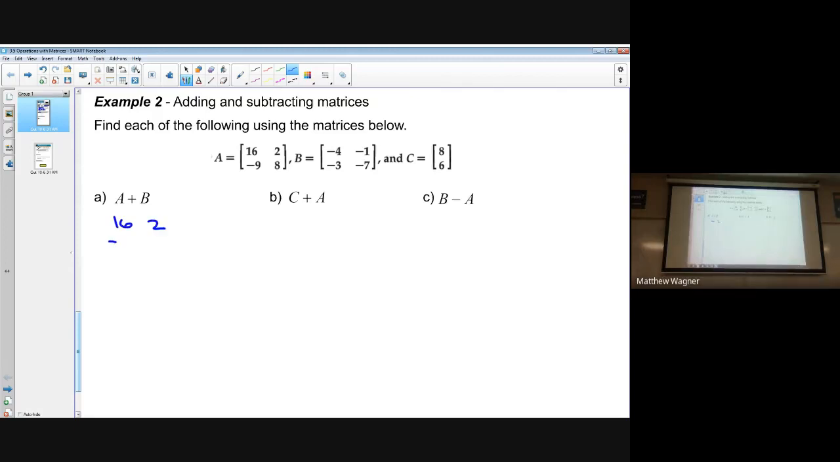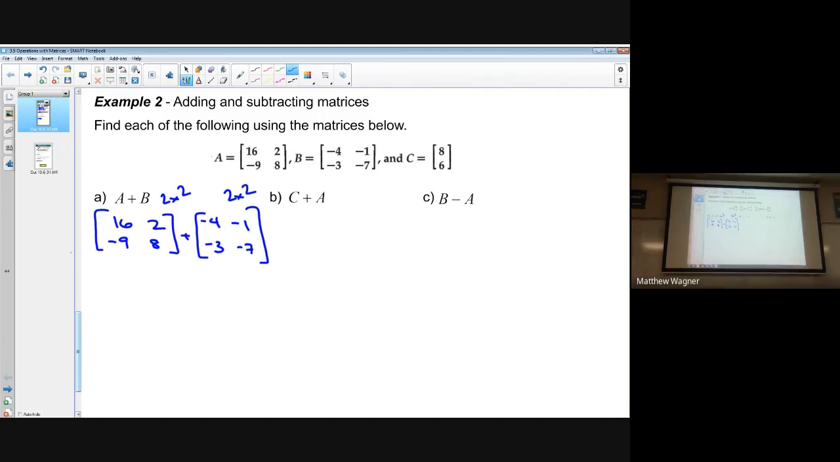Capital letters, by the way, are always used for matrices. So we have matrix A, and we are adding matrix B. Please note, both of them are 2 rows, 2 columns. So both of them are 2 by 2 matrices. What are you thinking you would do?